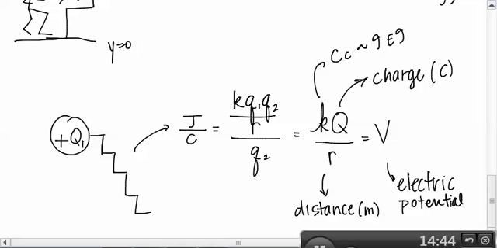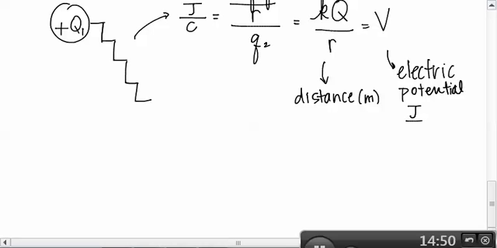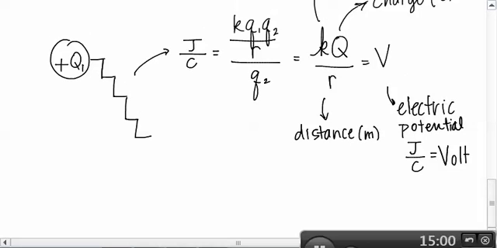Now we have to deal with units. It is joules per coulomb, and a joule per coulomb is the same thing as a volt. You can use capital V for a volt, which gets all kind of crazy seeming. It's simply the electric potential. This describes how much energy is available at a distance from a charge. It's not necessarily the amount of energy that is there, because there's not a second charge.